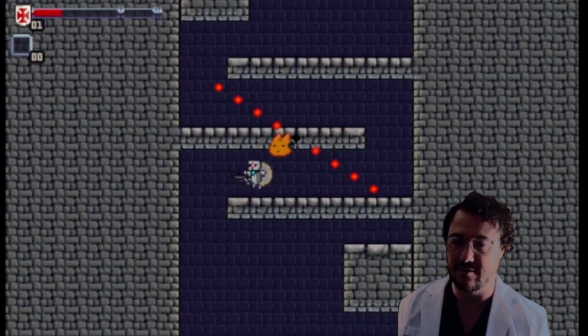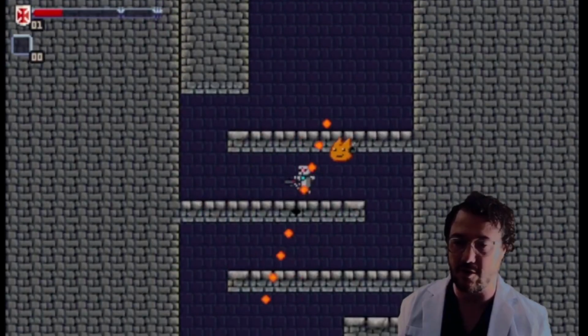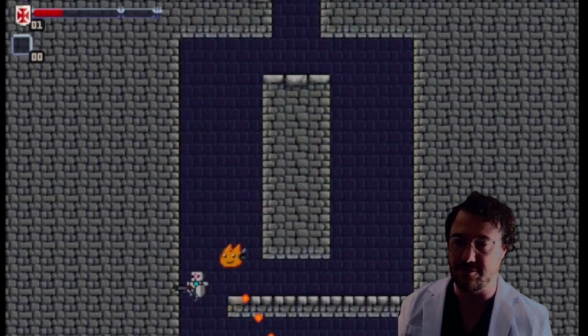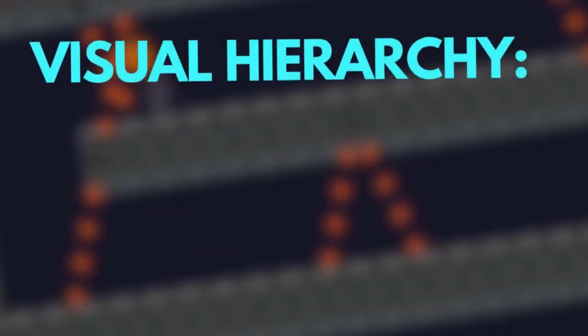I think the developer has a good sense of how to make sure that there is a visual hierarchy where the things that it's important to pay attention to are obvious. A visual hierarchy is a term that comes mainly from graphic design. It's a really important concept for doing any kind of graphical thing in a game.